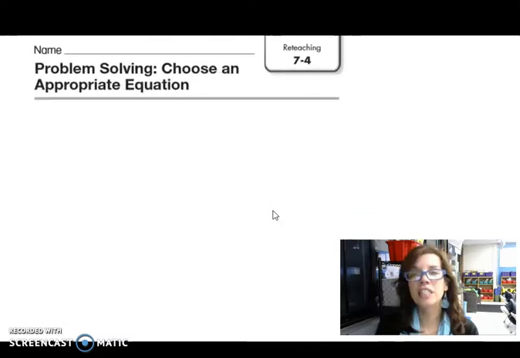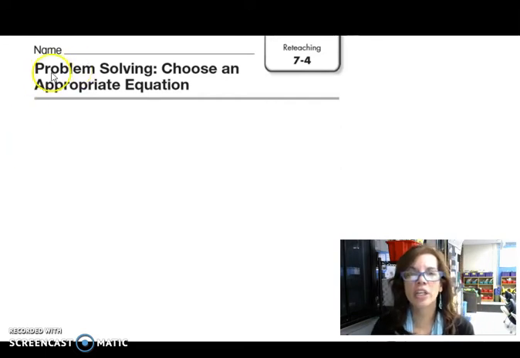Let's go to our reteaching 7-4. I'm little by little showing you that page because this page is full of information and I think sometimes it confuses math readers. So let's look at our problem. Problem solving. Choose an appropriate equation.